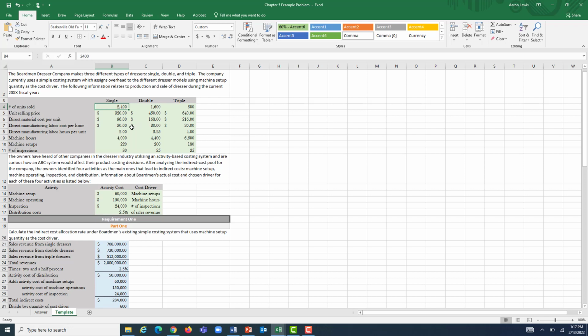Well, I think given this information, if we take the number of units that are going to be sold of each model, multiply it by how much we're paying in labor costs, which is an average of $20 an hour, and multiply that by the number of hours it takes to produce each model, we're going to come up with our total labor cost to produce all 2,400, in this case, of those single dressers.